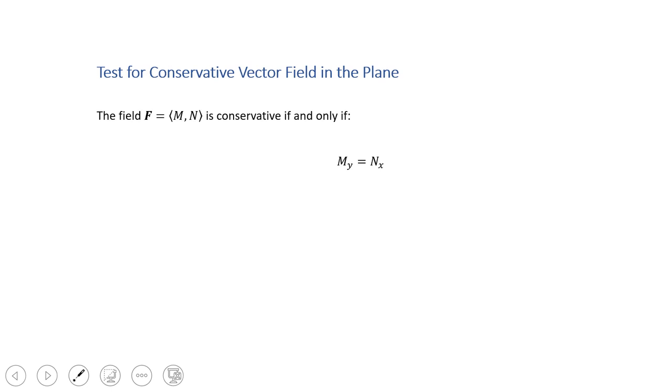Okay, so what about conservative vector fields? A conservative vector field is one where, again, this vector field is equal to the gradient of another function. And a vector field M, N is conservative if and only if the derivative of M with respect to y equals the derivative of N with respect to x.